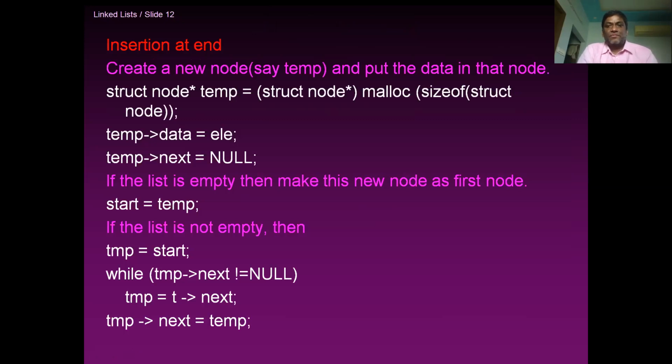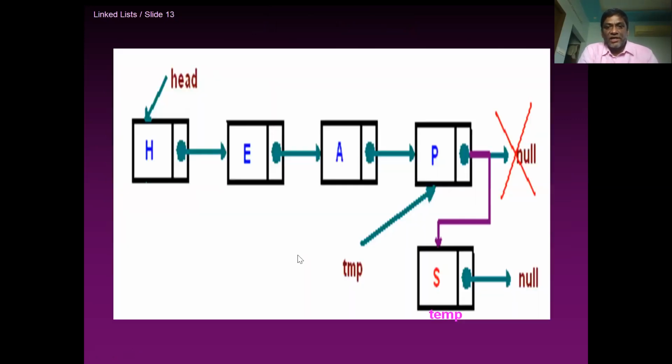Insertion at end. So for inserting at end, let us say this is the existing list, and this is null, indicating that P is the last node.